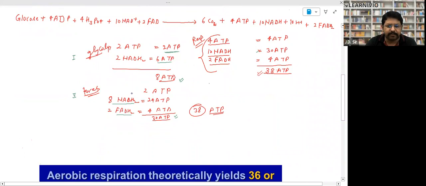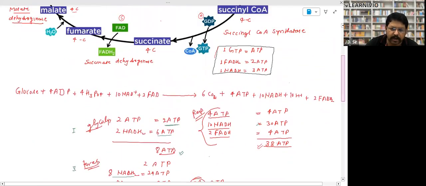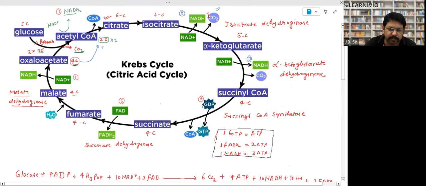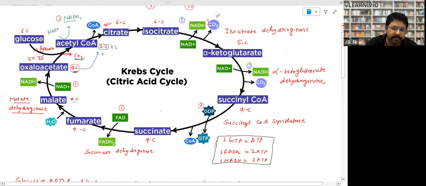In the Krebs cycle, 2 ATP are produced, meaning 2 GTP is equal to ATP. So 2 ATP are produced here. 2 GTP are produced, which means 2 ATP are produced. And here, at every place, 2 NADH are formed. 1, 2, 3, 4. So total 8 NADH are formed.